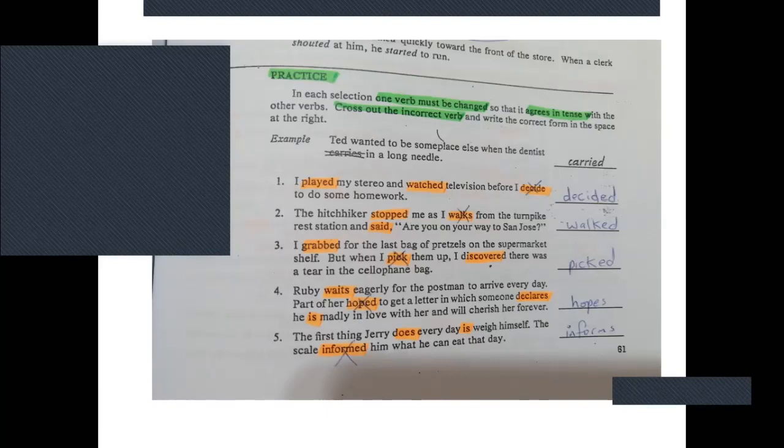The first thing Jerry does every day, again, look at every day. That's what then, guys? Again, it's routine.